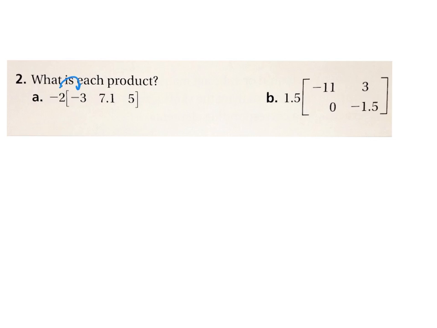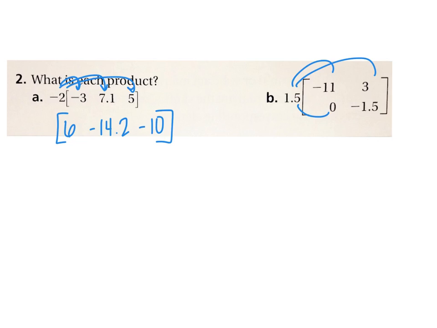So we're going to distribute. Don't forget to distribute the negative, so that we're going to get positive 6, negative 14.2, and negative 10. And then B, we're going to distribute to every single element. So since there's 4, we're going to do it 4 times.